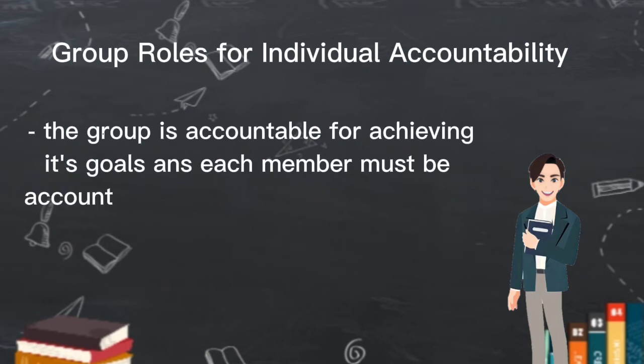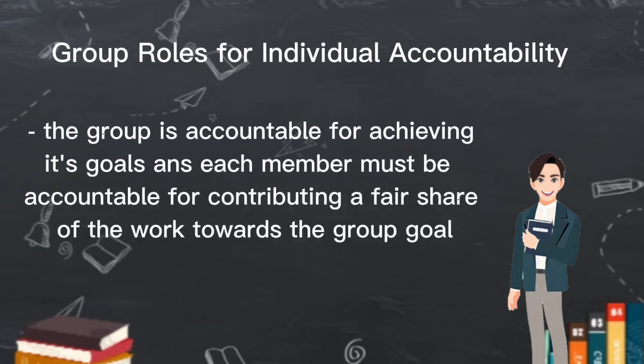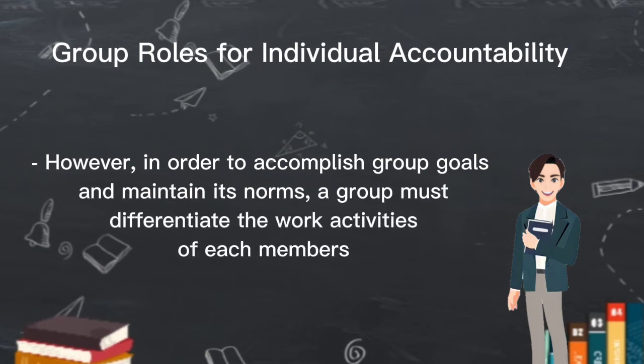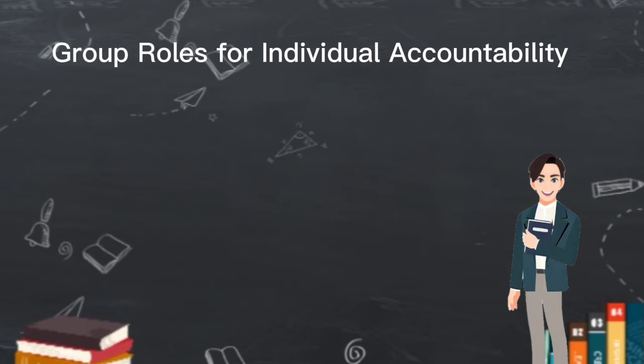The group is accountable for achieving its goals, and each member must be accountable for contributing a fair share of the work towards the group goal. No one can hitchhike on the work of others. The performance of each individual must be assessed and the results given back to the group. However, in order to accomplish group goals and maintain its norms, a group must differentiate the work activities of each member. And now, here are the group rules for individuals' accountability.